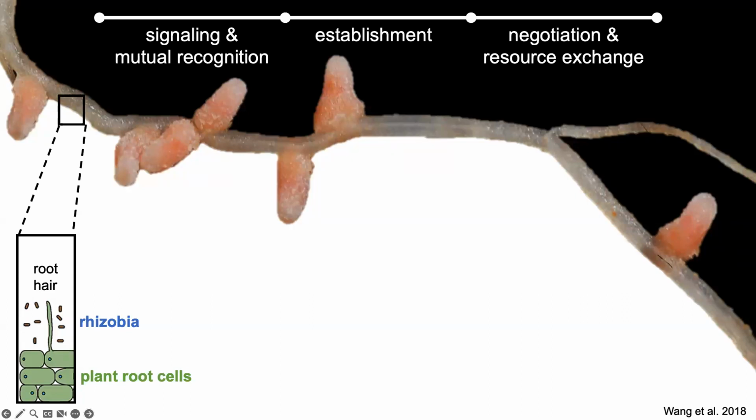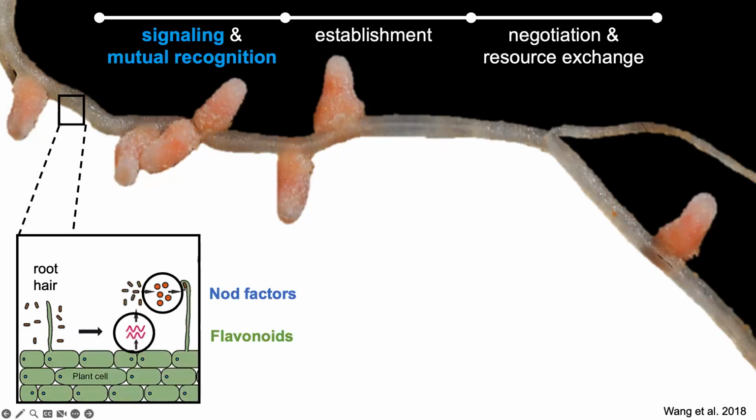So if I zoom in on a plant root, plant roots have layers of cells, and they have these little protrusions called root hairs that are a lot like the microvilli in our small intestines. Around those root hairs, you've got a bunch of soil bacteria, including rhizobia.